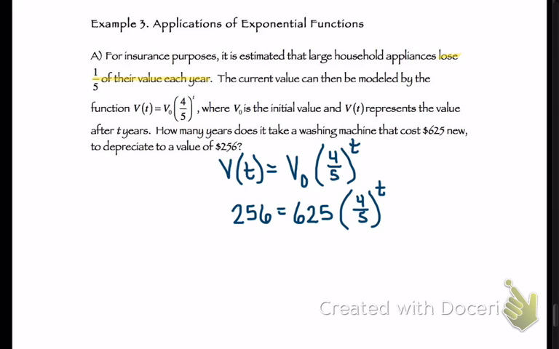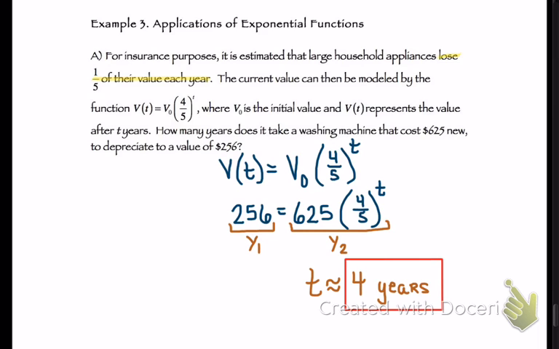So what I need to do in order to solve it, well, I'm going to go to my trusty graphing calculator and I'm going to do y1, y2, and I'm going to find the intersection. So go to your graphing calculator, 256 in for y1, that right-hand side in for y2, manipulate your window, find the intersection, remember second trace to find your intersection, which is number 5. And I think when you do that, you should get approximately 4 years.